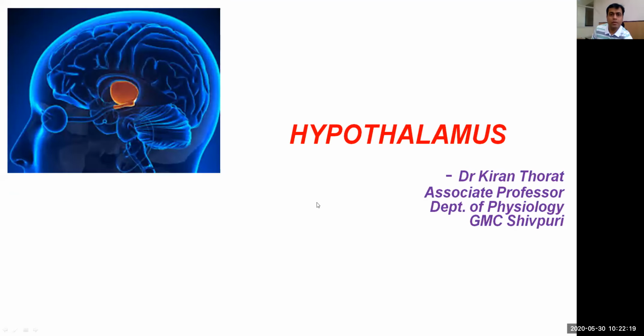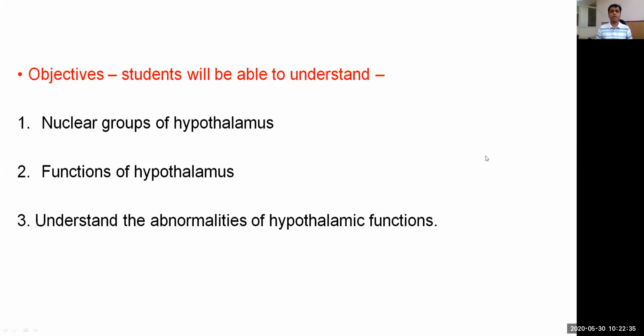Good morning all. In today's session, we are going to discuss a very important structure, a very frequently asked topic in the examinations, hypothalamus. At the end of this session, you will be able to understand various nuclear groups of hypothalamus. Hypothalamus plays a very important role in many of the bodily functions. And at the same time, you will be able to understand the abnormalities that are associated with hypothalamic.